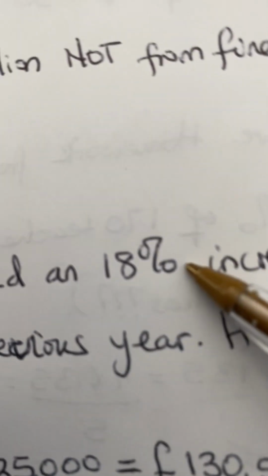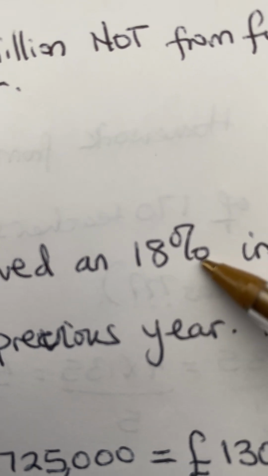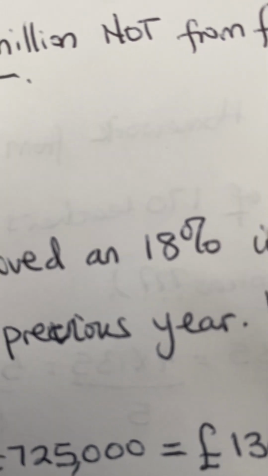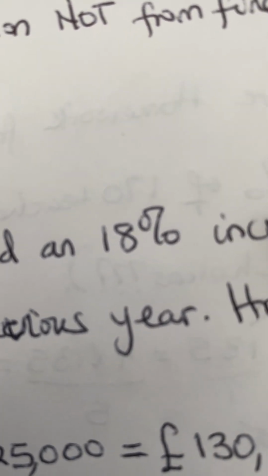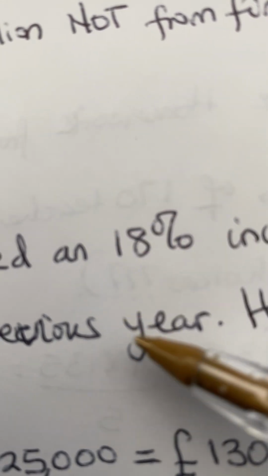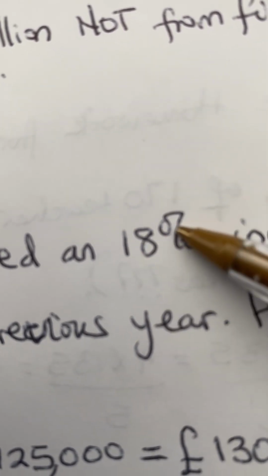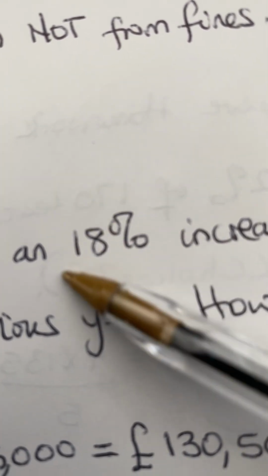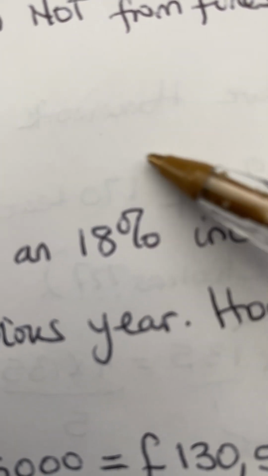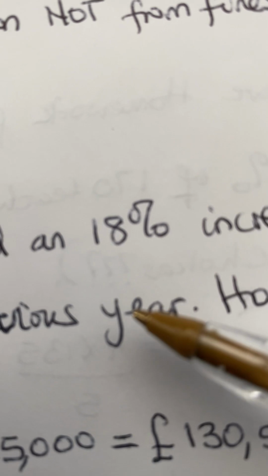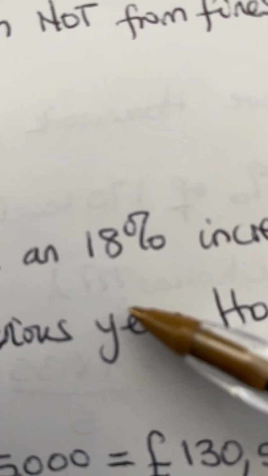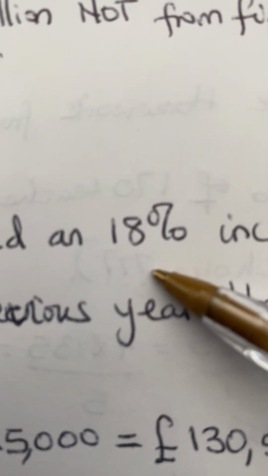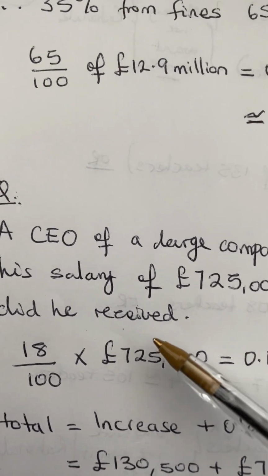Maybe he got the increase because he had improved the company, or maybe because of the decisions he made, more revenue came in. So maybe the board said, we want to give him the 18% increase. How they calculated it, I don't know. Maybe it was from his contract that if he made a certain amount of profit, he could get the 18%. So maybe he got his target met. So the board decided to give him that. So the question is, how much did he receive?